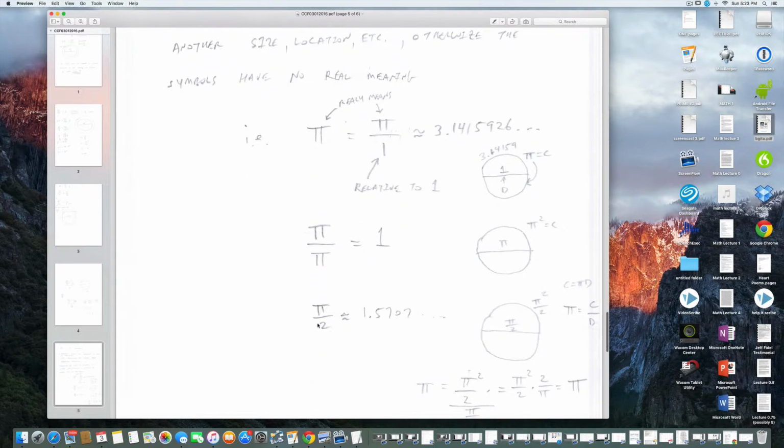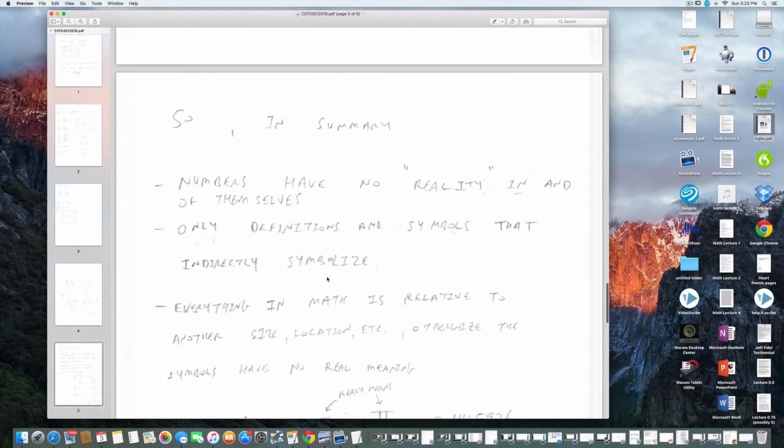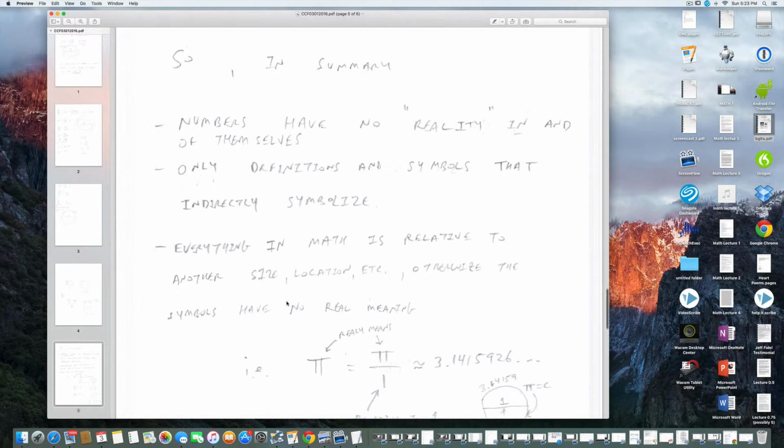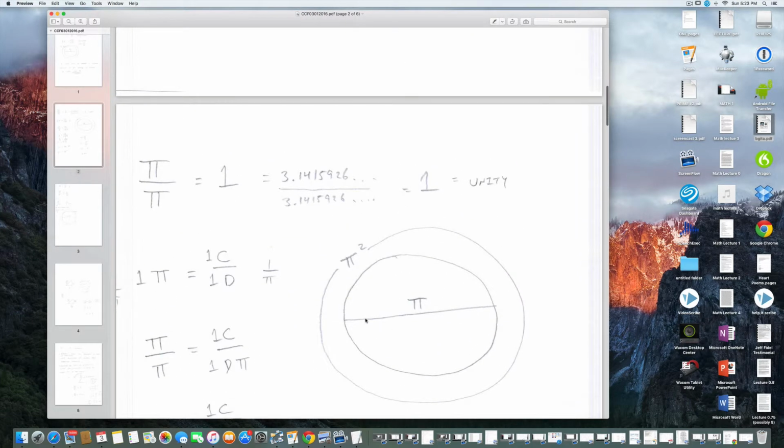So pi relative to 2, this is just a number, relative to 2 is that number. It's different than pi over 1, it's different than pi over pi. Pi over 2 is something else. So it's relative to other things. Same thing with locations. You have to say, well, I move this far relative to this point. Otherwise, if I just say I move this far, and I don't tell you how far relative to whatever, distance has to be relative to something else.